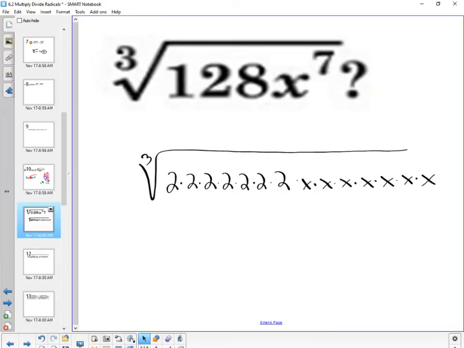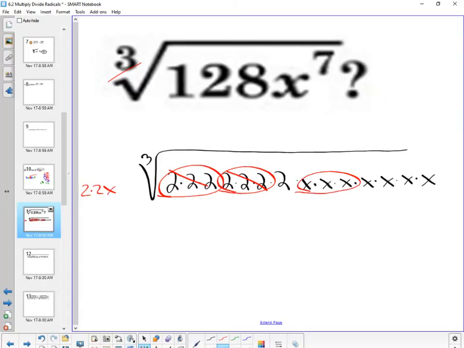So this is another way of looking at it. If I broke it all down inside, the rule is for every how many? For every 3, I get to bring one of them out. So 1, 2, 3, here's a 2. 1, 2, 3, here's a 2. 1, 2, 3, here's an X. 1, 2, 3, there's an X. So I would get 4 X squared, and then what's left behind is 2X. So that's another way you can look at that. Does that help?